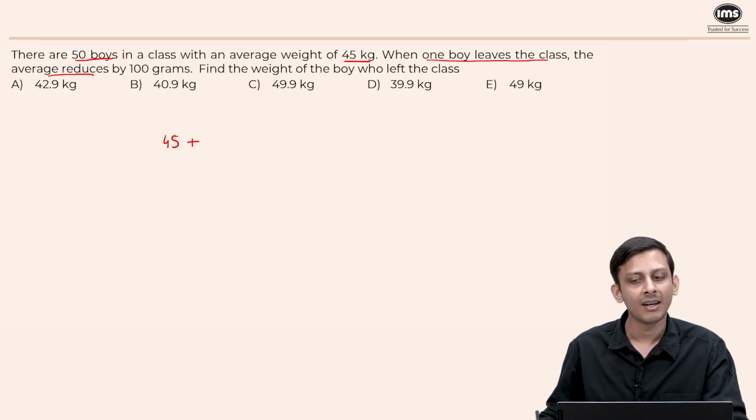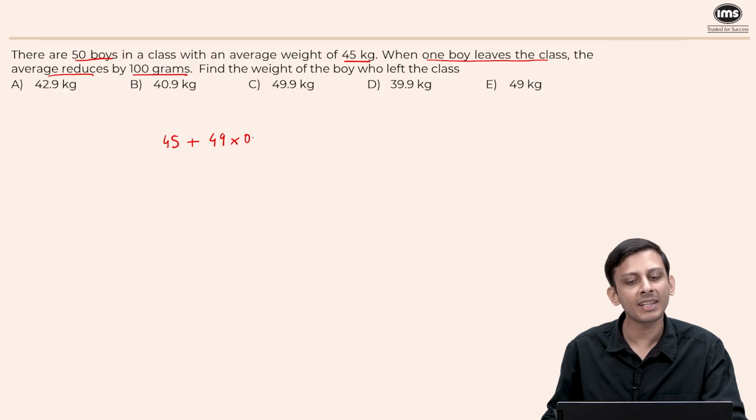50 boys were there. One boy leaves. So now 49 people will be remaining in the group. And for these 49 people, the average will be reducing by 100 grams. 100 grams is 0.1 kgs. So the average will be reducing by 0.1 kgs, which means the total reduction will be 49 into 0.1 kgs. 49 people, it is reducing by an average of 0.1.